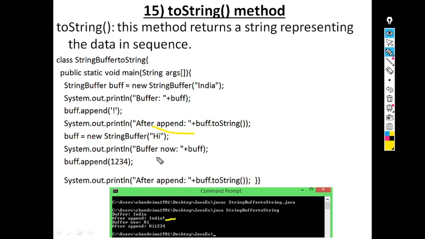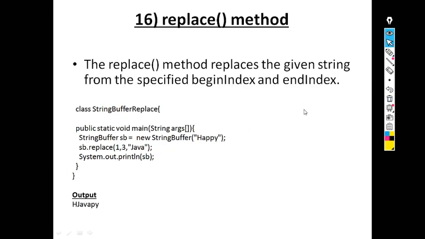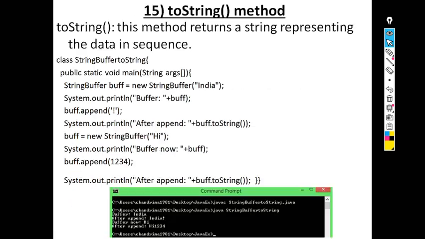Then again you have taken buff, you have taken a new string, hi, and now you are printing your buffer, so hi will be printed, and you want to append 1, 2, 3, 4. This is not a string, so whenever you apply buff.toString you will get hi 1, 2, 3, 4 as a string. I hope you understand toString.